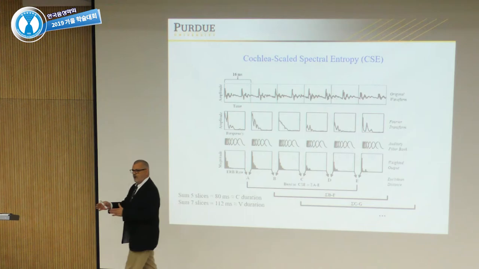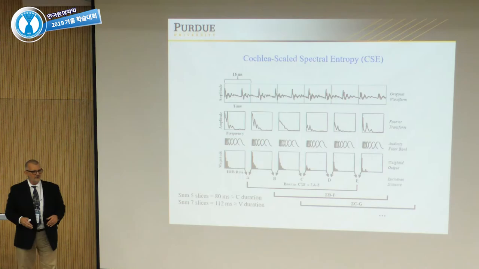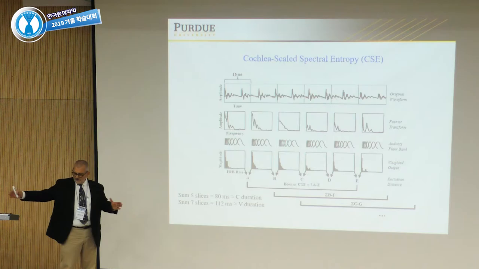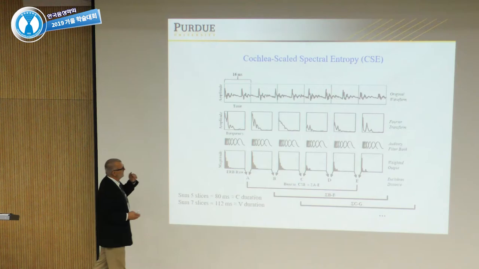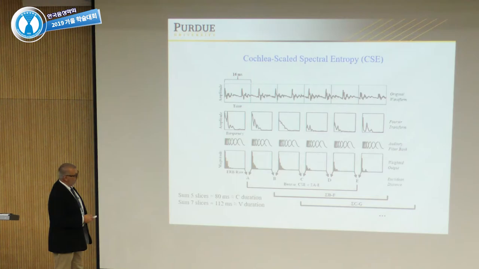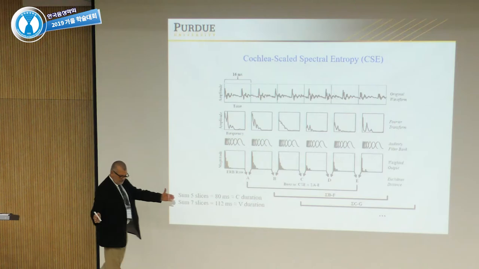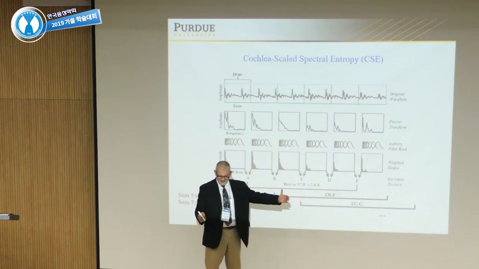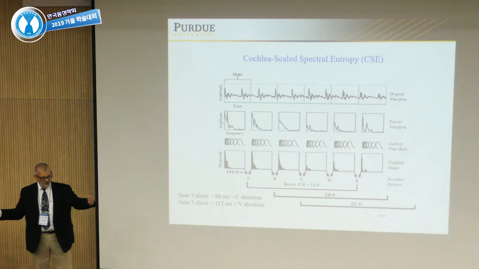For every 1 millimeter along your cochlea, in other words, roughly the same number of neurons, we create a filter. So there's a filter for every 1 millimeter, and basically about one equivalent rectangular bandwidth. And we pass our signal through those filters. Here's our bank of filters. Then what we do is we take a boxcar where we look at how much change is within about 80 milliseconds, which is about the average duration of a consonant in the TIMIT database, or 112 milliseconds. We just kind of convolve it across.